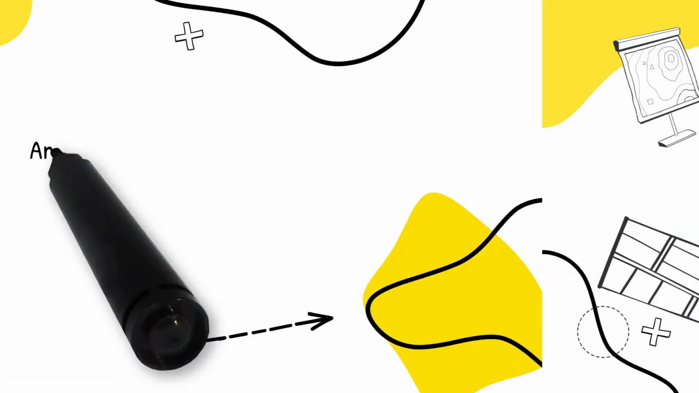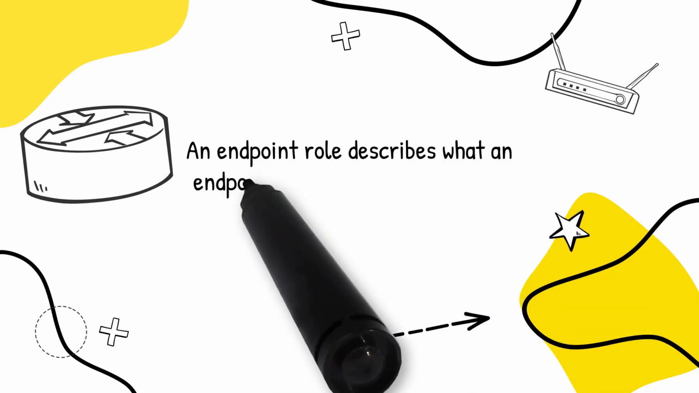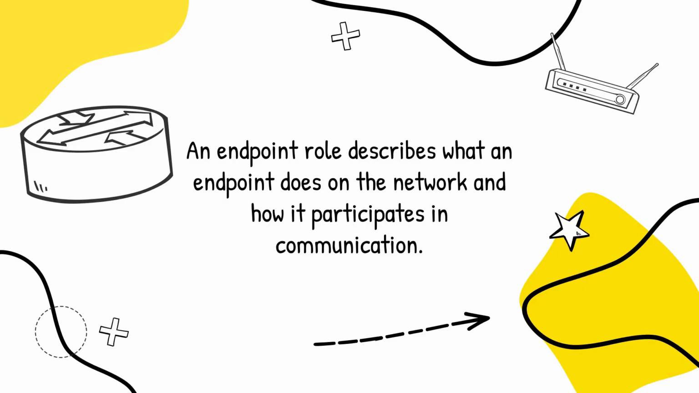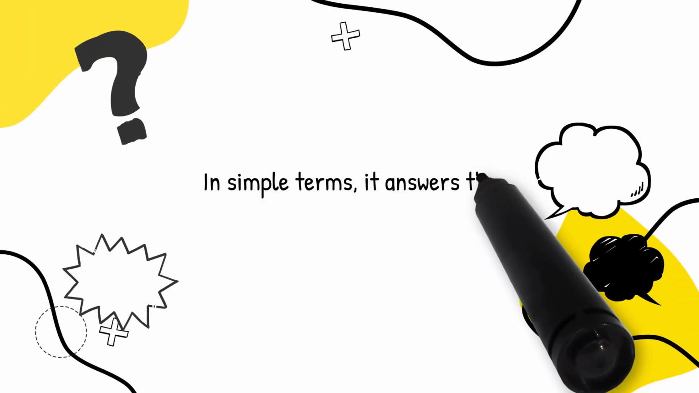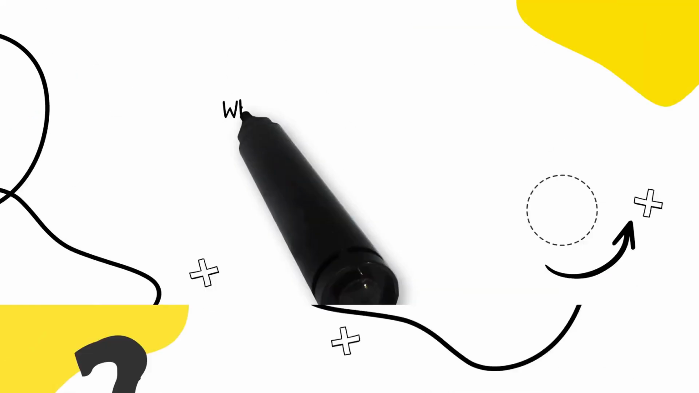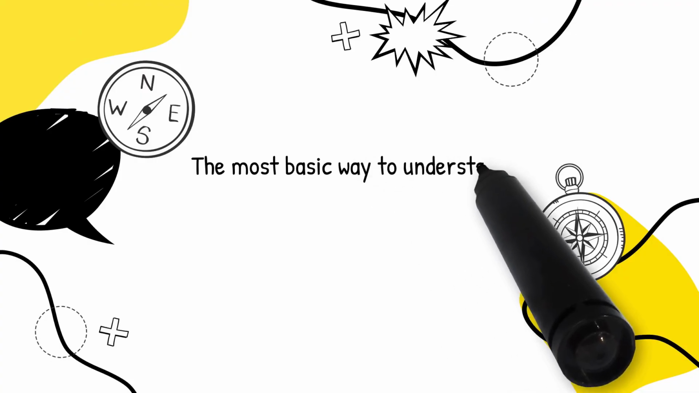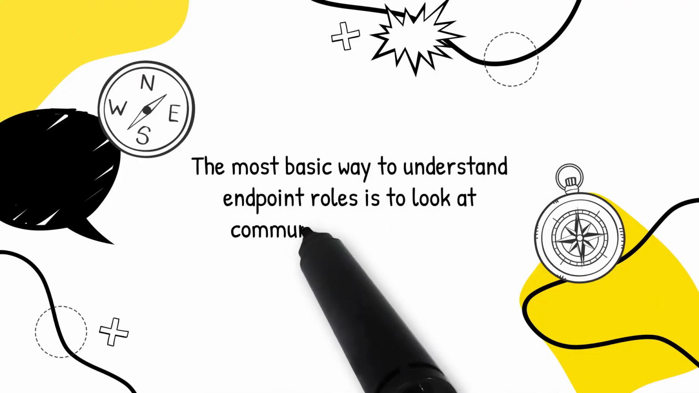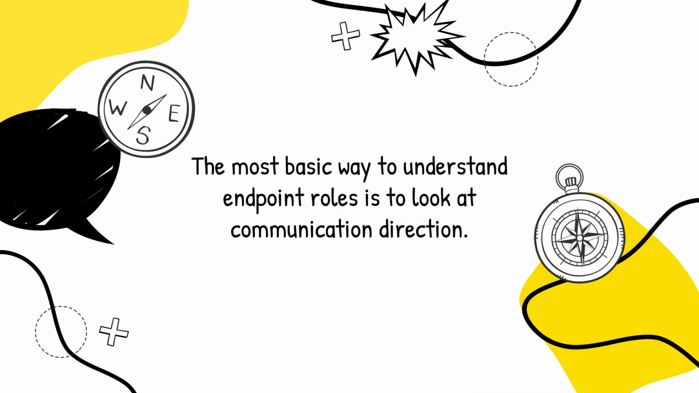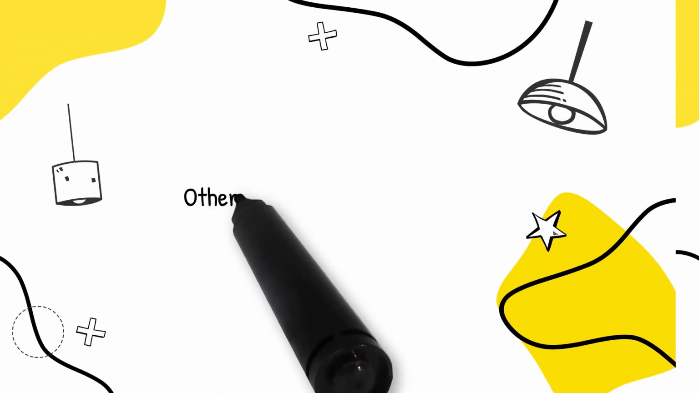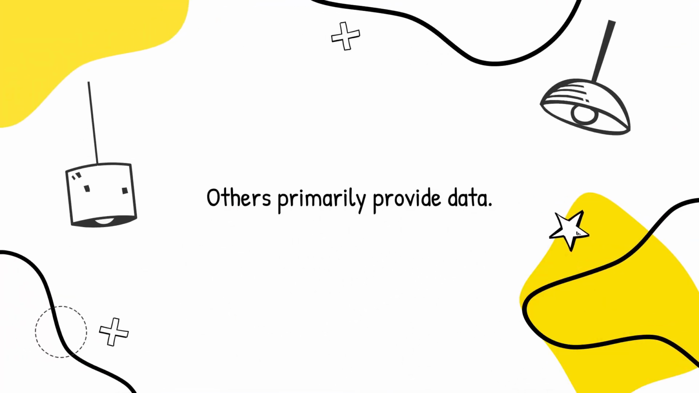An endpoint role describes what an endpoint does on the network and how it participates in communication. In simple terms, it answers the question, what is this endpoint's job? The most basic way to understand endpoint roles is to look at communication direction. Some endpoints primarily request data. Others primarily provide data. Many do both.